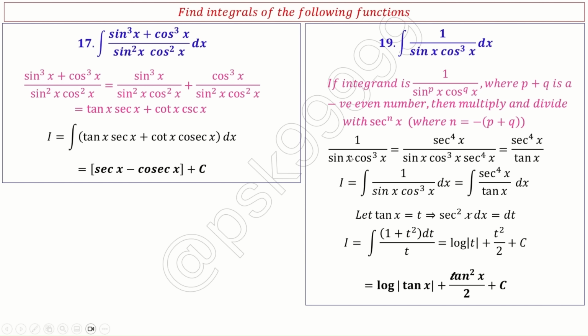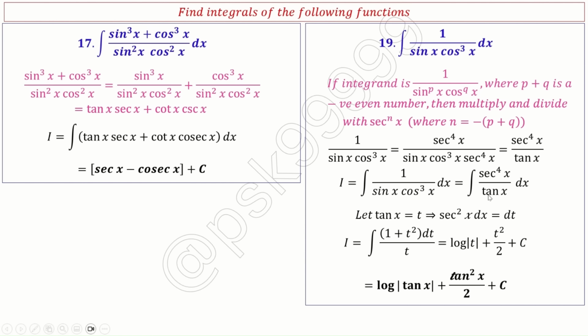So in this case, p plus q is 4. So I am multiplying and dividing with secant to the power of 4x, because it is a positive even number. So this is nothing but 1 by sin x cos cube x, which is secant to the power of 4x divided by sin x cos to the power of 3x secant to the power of 4x. If I simplify this, it is nothing but secant to the power of 4x by tan x.